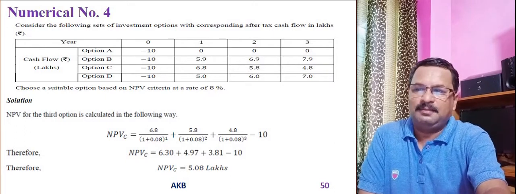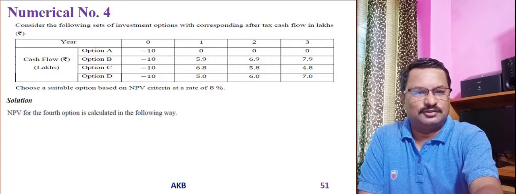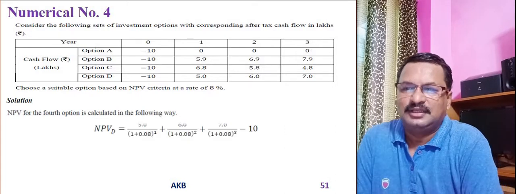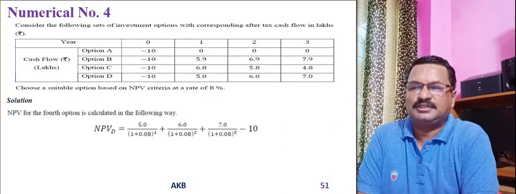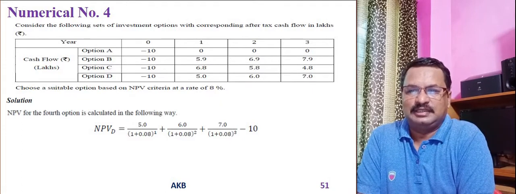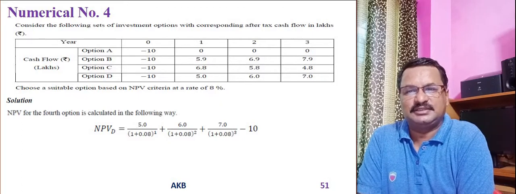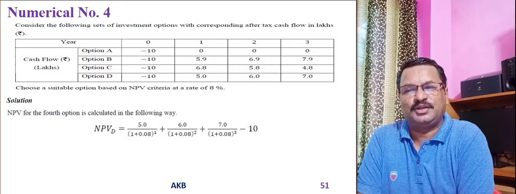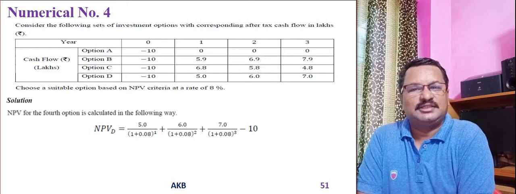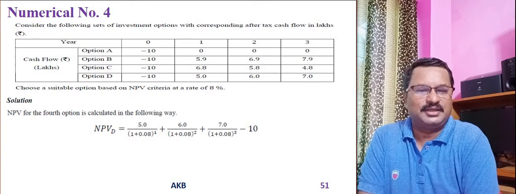Okay. Then let us check for the fourth option. Again we have to use the formula that is very well known to us. So net present value NPV for option D will be 5 divided by (1 plus 0.08) raised to 1 for the first year. For the second year it is 6, so it will be 6 upon (1 plus 0.08) raised to 2. 7 is for the third year, so it will be 7 upon (1 plus 0.08) raised to 3, minus 10.